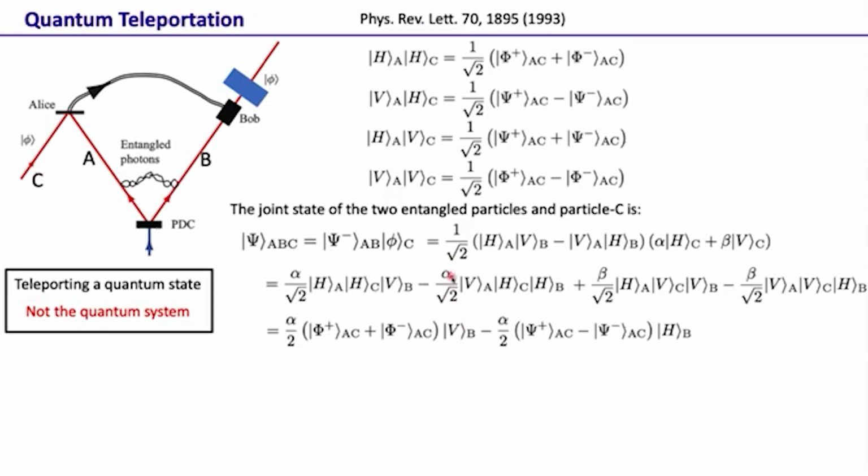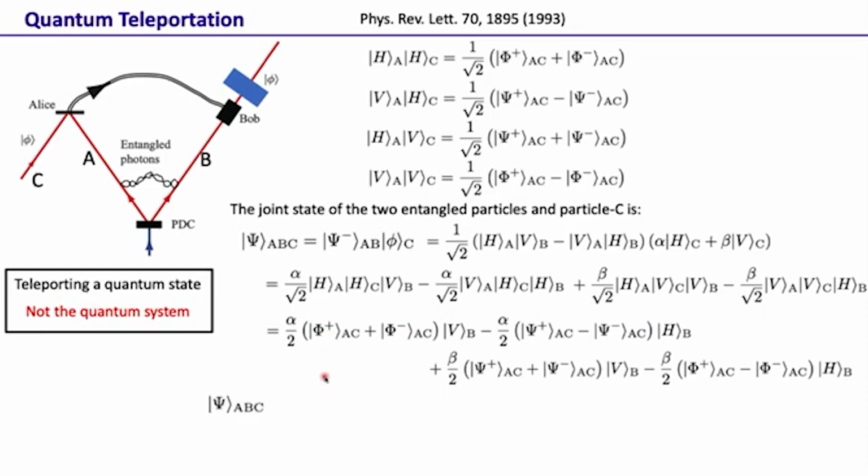Next, the next term is alpha by root 2 VH. So this VH we substitute from here, that is psi plus minus psi minus, and again this is root 2 and that's root 2, becomes alpha by root 2. And similarly we write the other two terms by substituting for HV and then VV. So this is the joint state of the three particles that we can rewrite like this, and here we are writing it in terms of the polarization vectors for particle B and polarization Bell states for particles A and C. Okay, so we have phi plus, phi minus, psi plus, psi minus as the polarization Bell states.